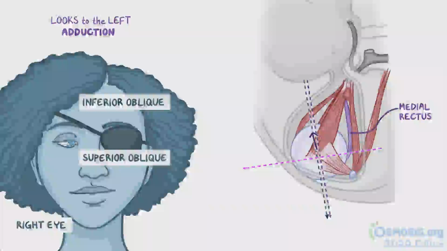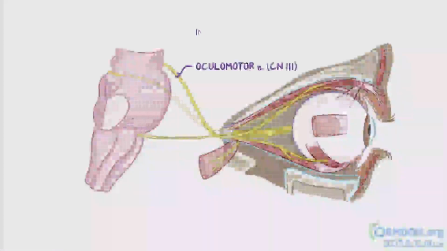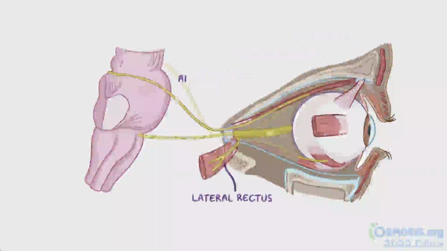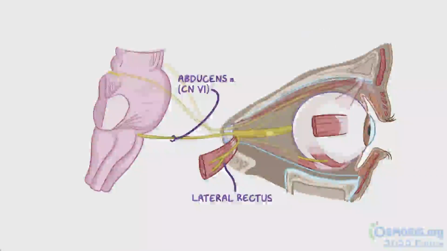So by asking an individual to either adduct or abduct their eyes first before testing elevation and depression of the eye, we can isolate the movements of these extraocular muscles with overlapping functions to determine if there is any dysfunction. The oculomotor nerve, or cranial nerve 3, innervates all the extraocular muscles except for two. These exceptions are the superior oblique that runs through the trochlea and is innervated by the trochlear nerve, or cranial nerve 4. And finally, the lateral rectus that abducts the eye is innervated by the abducens nerve, or cranial nerve 6.